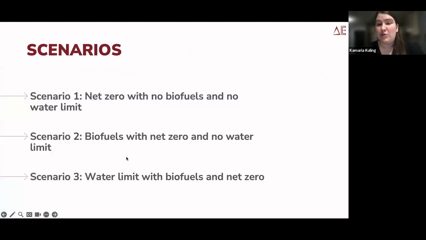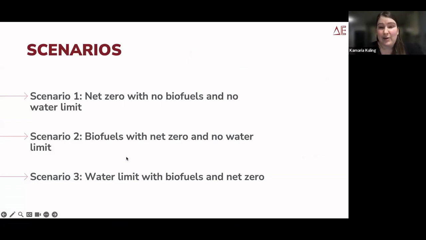So from that, I'll show results from 3 scenarios. The first has no biofuels pathway in the model, but it has an emissions cap that reduces each year and gets to 0 in 2050. So a net zero by 2050 scenario with no biofuels.